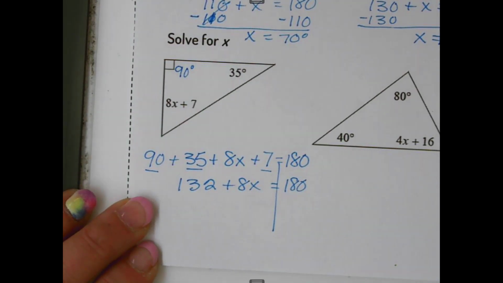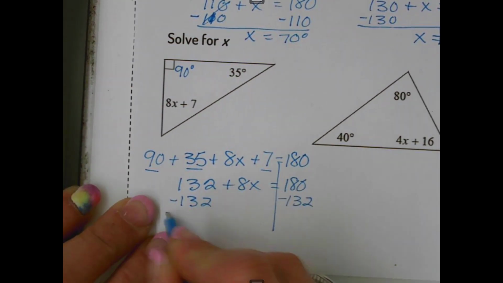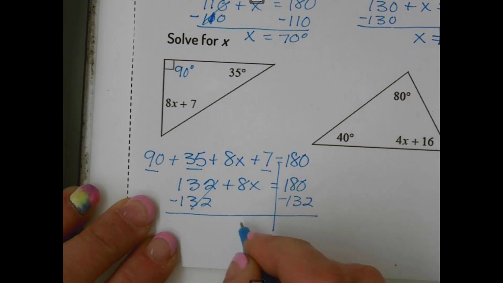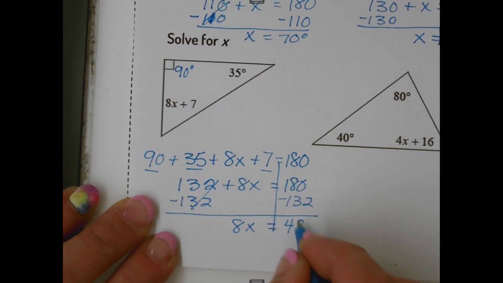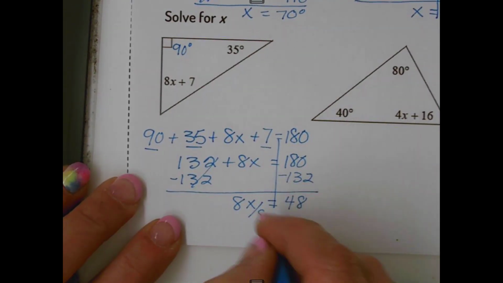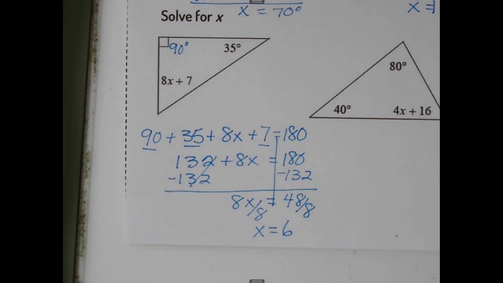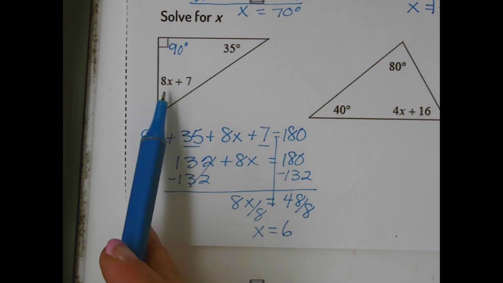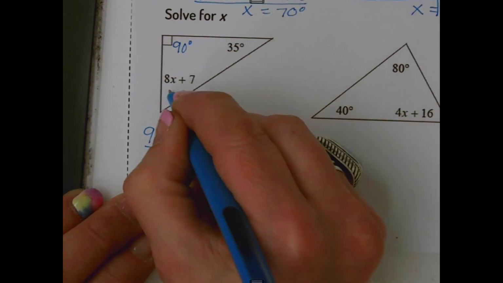And so now what we'll do, just like we've been doing, this is a positive, we're going to subtract 132 from both sides. And our last step will be to divide by 8. x equals 6. Now I'm going to go ahead and substitute that back in. 8 times 6 is 48. And 48 plus 5 is 55.